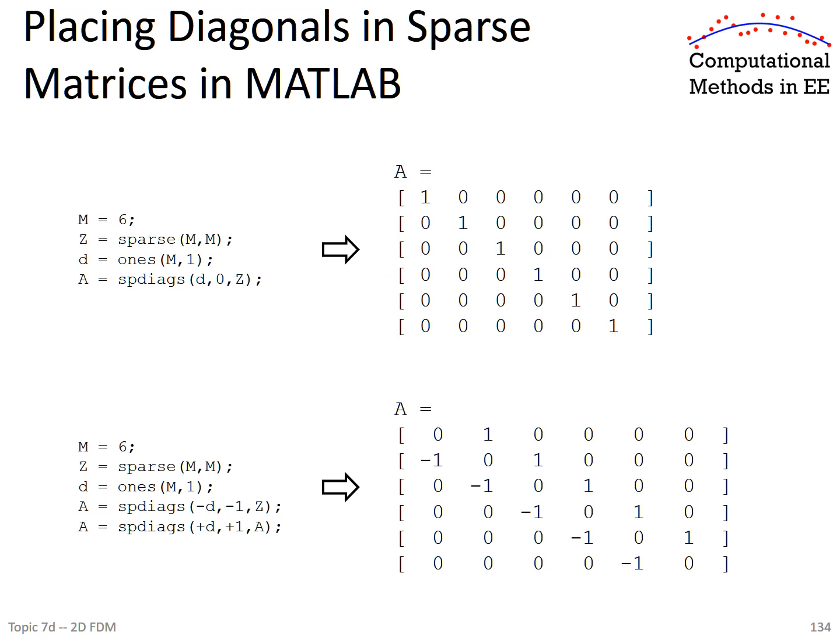Well, we could do something else too. We could insert the diagonal twice. We could insert negative ones and positive ones in the negative 1 and positive 1 diagonals, and we would end up with a matrix that looks like this. So spdiags is really your workhorse function for building these derivative matrices.